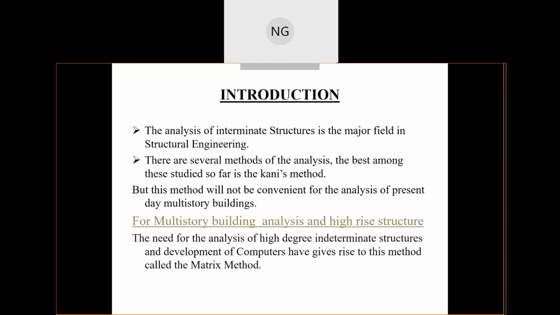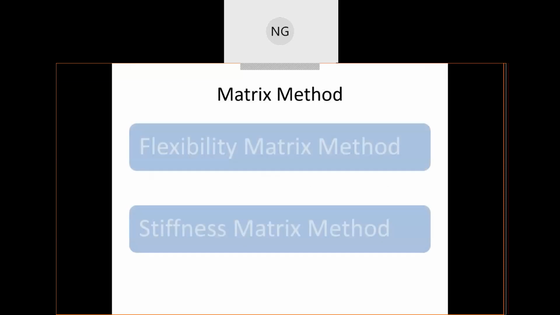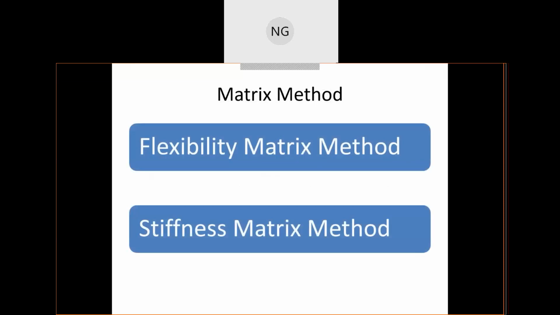What is the matrix method? The matrix method means that consistent values are formed by a series of elements or a series of coordinates. We call it the matrix method. In the matrix method, there are mainly two types: the flexibility matrix method and the stiffness matrix method. Other than these two, another one is the direct stiffness method, which also comes under the stiffness matrix method. Therefore, we do not discuss the direct stiffness method here.